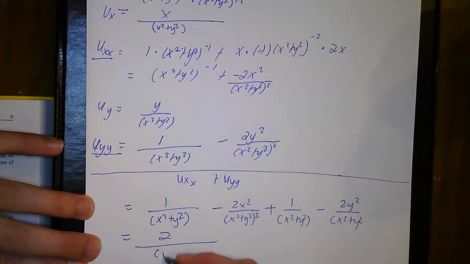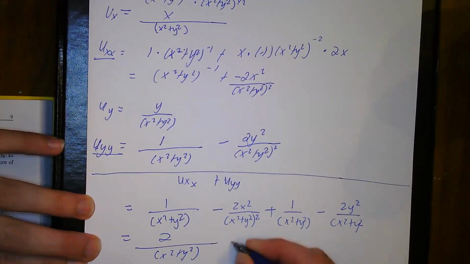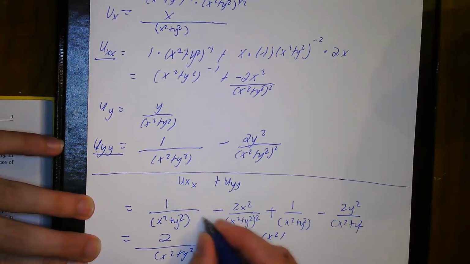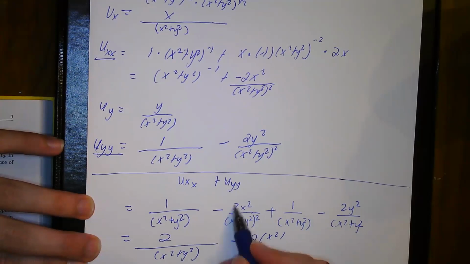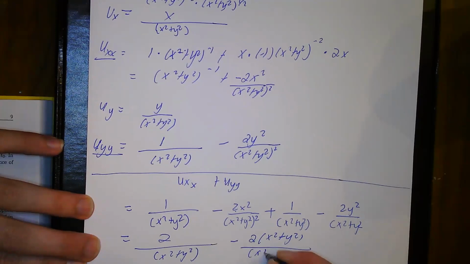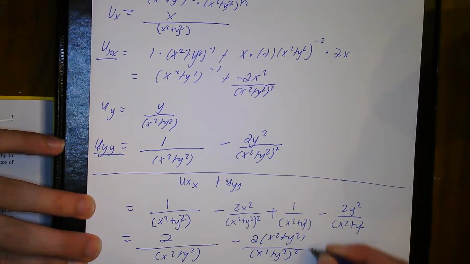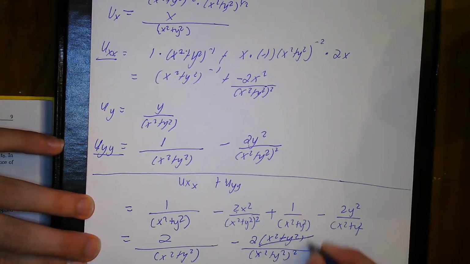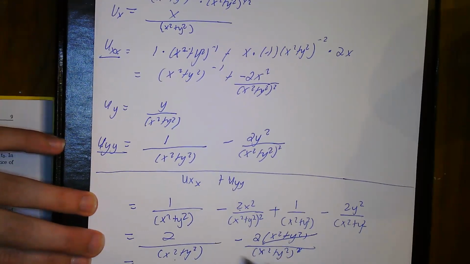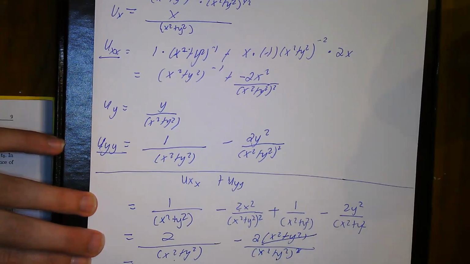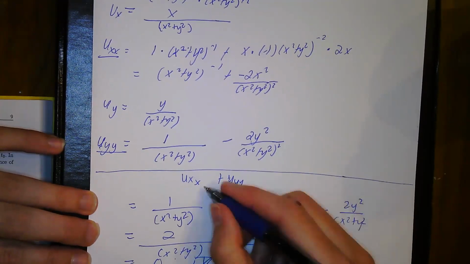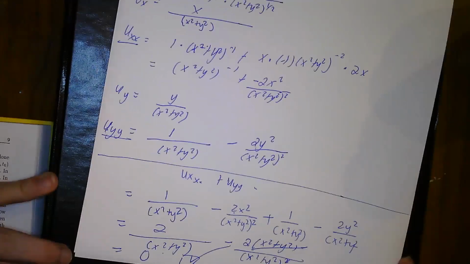That's 2 over x squared plus y squared minus 2 times x squared. We're going to take those negatives out, pull them out. Then we're going to pull this 2 out from both of these. We're going to then combine like terms. We end up with x squared plus y squared squared. But then we can see that those are similar, so we can cross out one of those. And then we can see that 2 over x squared plus y squared minus 2 over x squared plus y squared is really 0. So we have, in fact, proved that u sub x, x plus u sub y, y is, in fact, 0.